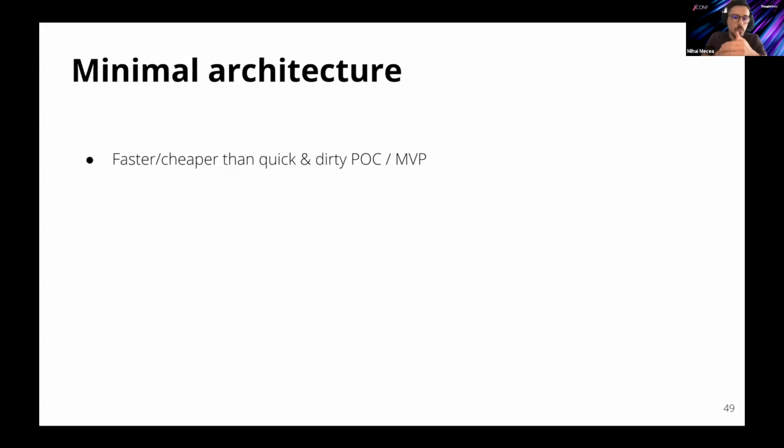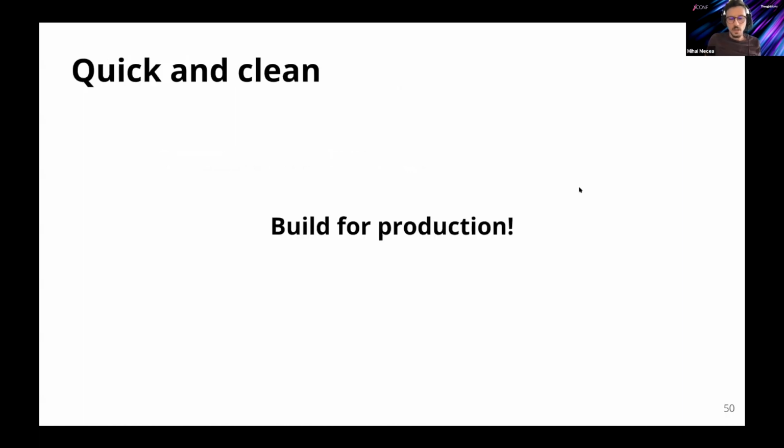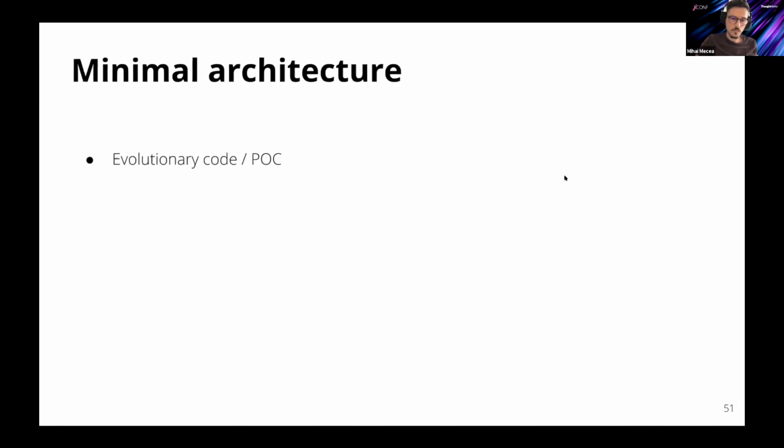I'd argue mostly that quick and dirty kind of code is nothing else than a developer that is not ready yet to write good code. Unfortunately, it's way faster and cheaper to actually have a minimal architecture and build for production with a quick and clean solution. That's why we're proposing a minimal architecture. You'll get an evolutionary code, even for proof of concept.